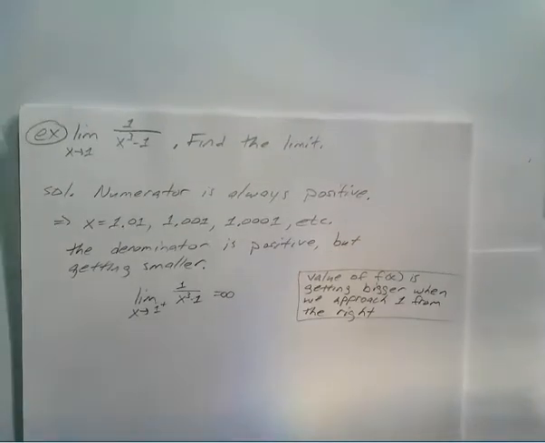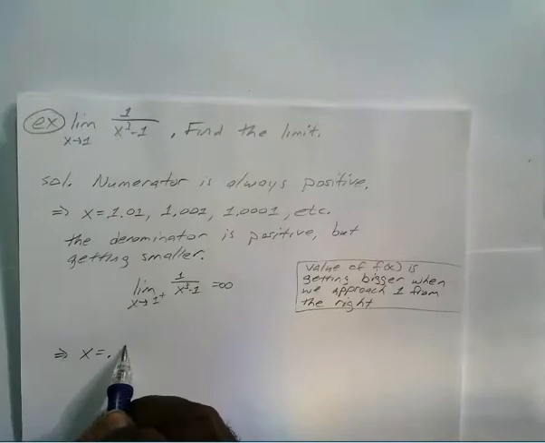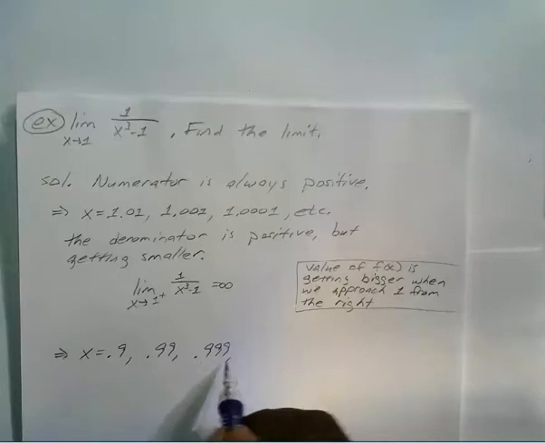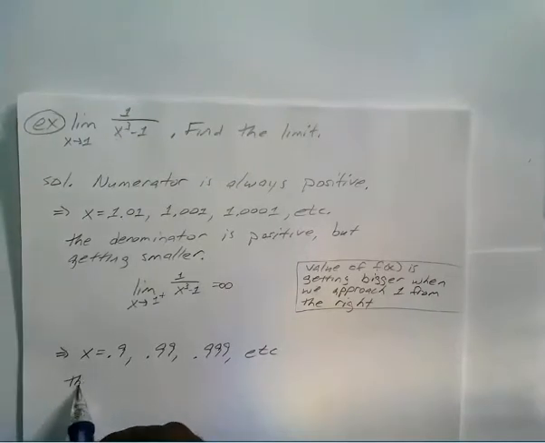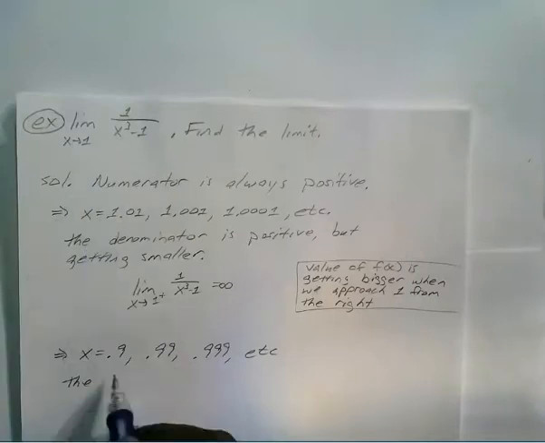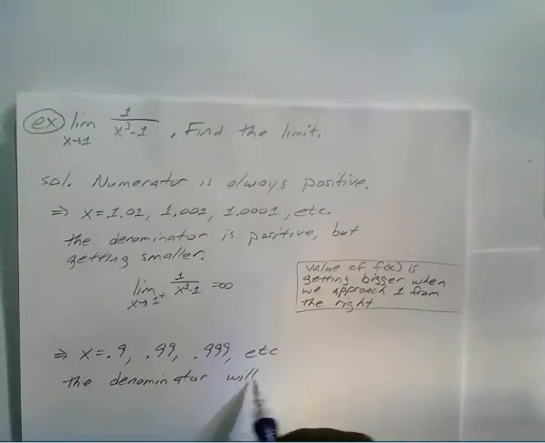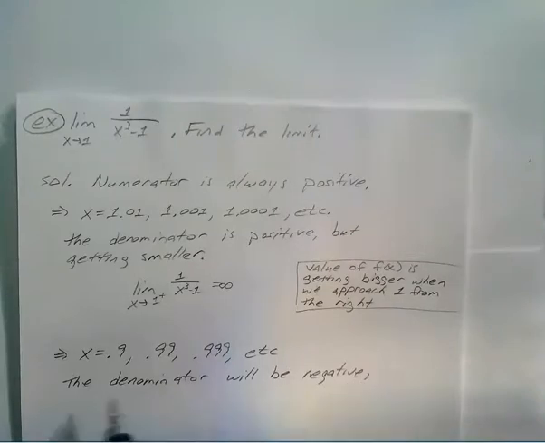Alright, what about approaching 1 from the left? And again, if you wanted to, you can create a table and plug in the values. So we have x equals 0.9, 0.99, 0.999, etc. Okay, we can see there that if you plug in those values, the denominator will be negative, but getting smaller.